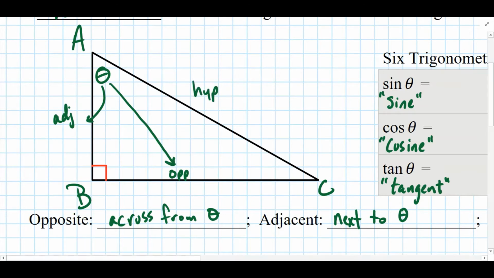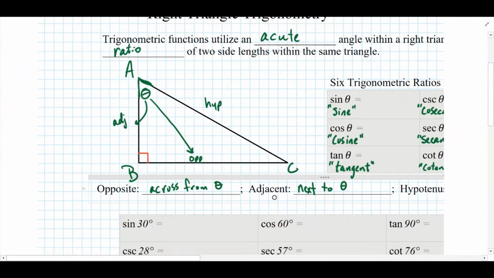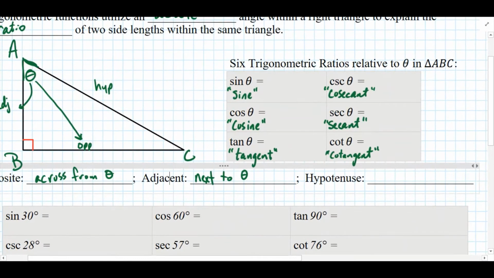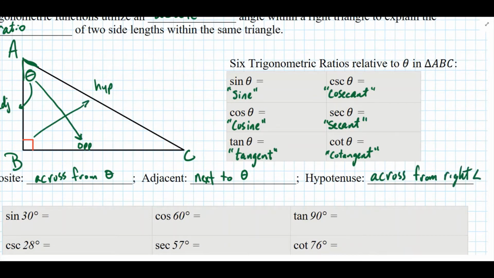The angle theta is formed by the intersection of the adjacent side and the hypotenuse, or the longest side of the triangle, which is always across from the 90-degree angle. Should the angle theta be positioned elsewhere in the triangle, the opposite and adjacent labels would switch, but the hypotenuse would remain the same.